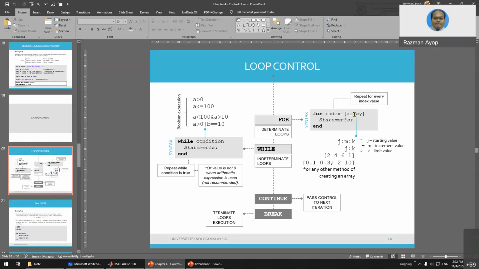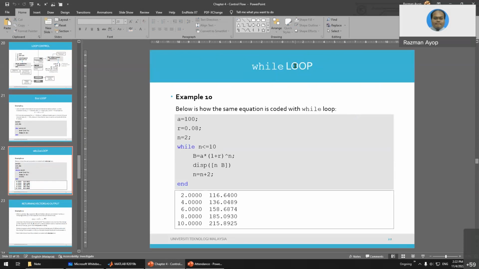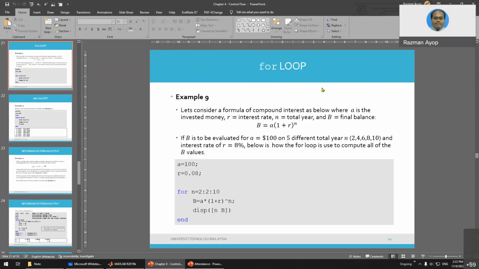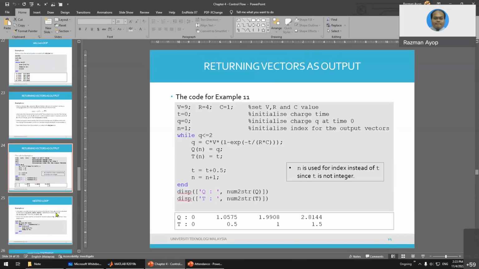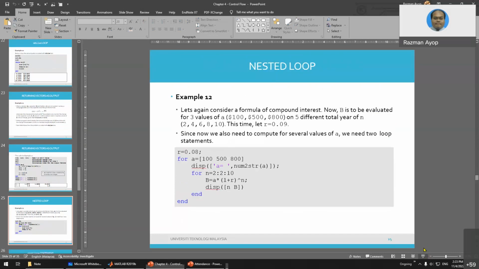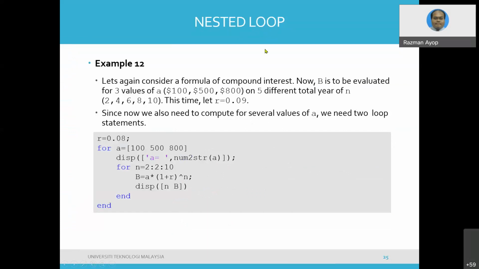So it's almost the same. For loop. Nested loop: basically, you have a loop inside the loop. So you can see here, you have the first loop, you have the second loop. And of course, make sure you put the space.